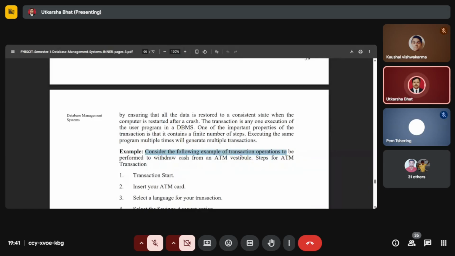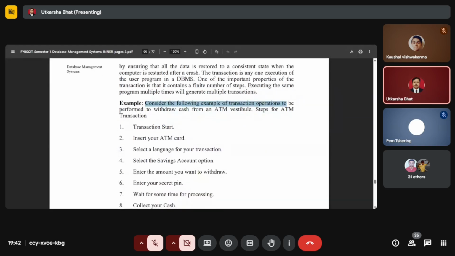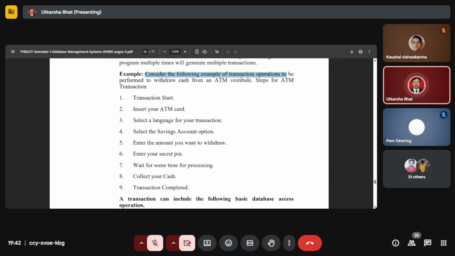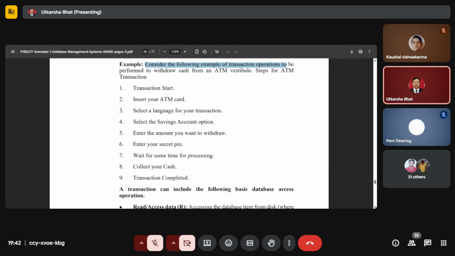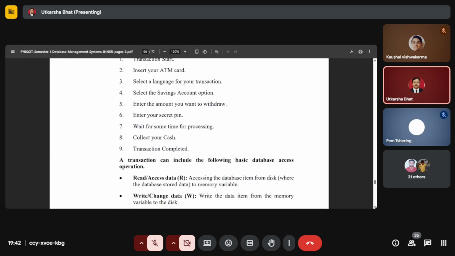Steps for an ATM transaction. First, transaction start. Insert your ATM card. Select language for your transaction. Select the saving account option. Enter the amount you want to withdraw. Enter your secret PIN. Wait for some time for processing. Collect your cash. Transaction completed.